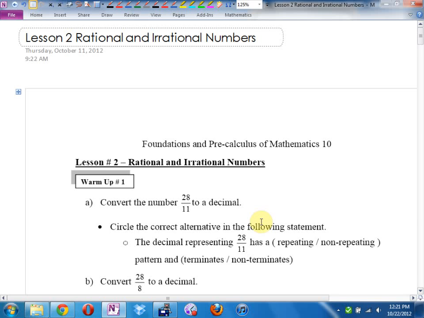Lesson 2, rational and irrational numbers. Okay, I want you to cast your minds back to when you were 5 or 6 years old, when things were much less complicated than they are now. How many of you have ever watched or used to watch regularly Sesame Street? Most of you? Okay. Remember Sesame Street?